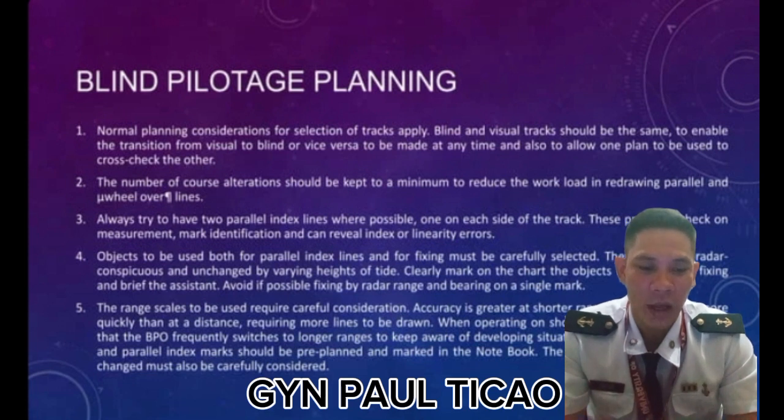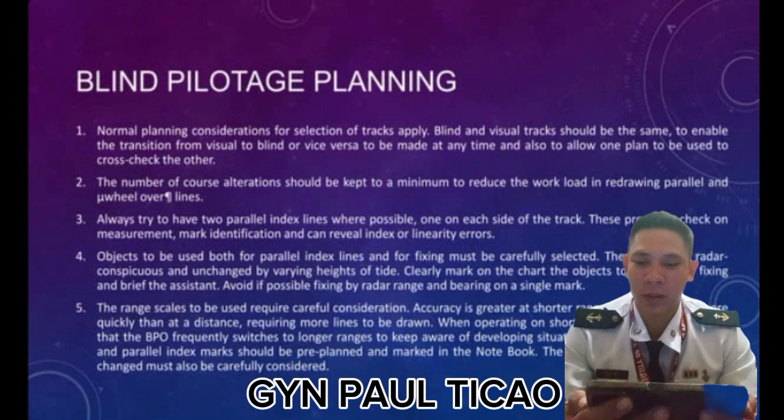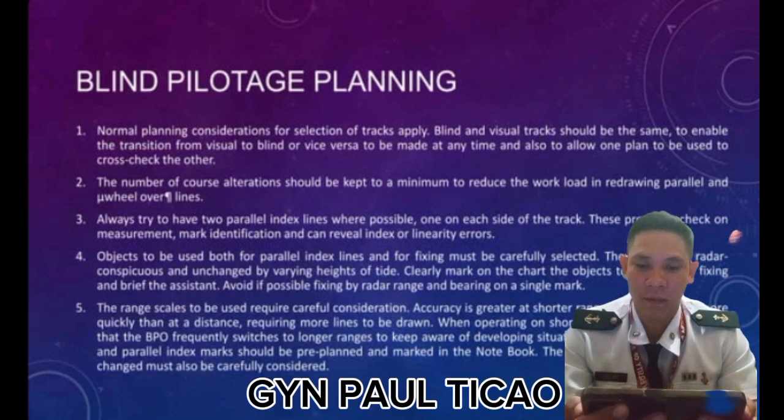3. Always try to have two parallel index lines where possible, one on each side of the track. This provides a check on measurement and mark identification, and can reveal index or linearity errors. 4. Objects to be used both for parallel index lines and for fixing must be carefully selected. They should be rather conspicuous and unchanged by varying heights of tide.